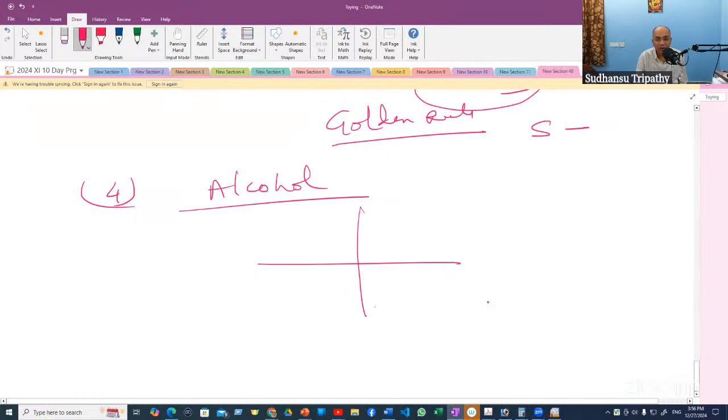Simplest alcohol, which we have already done. OH is a must. Then starting from hydrogen, its elder brother. So we already have done secondary butyl alcohol, sec-butyl alcohol. So this is 1, 2, 3, 4, butan-2-ol.